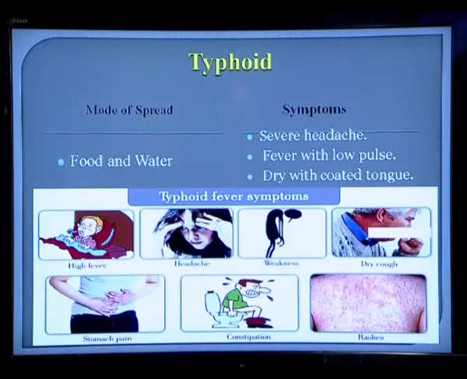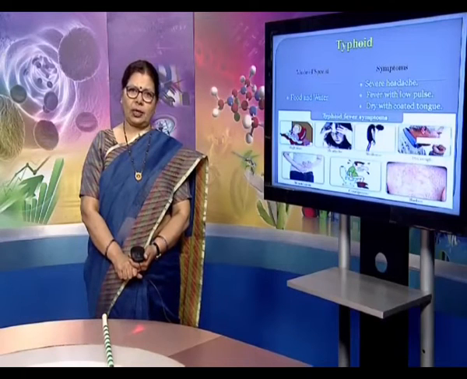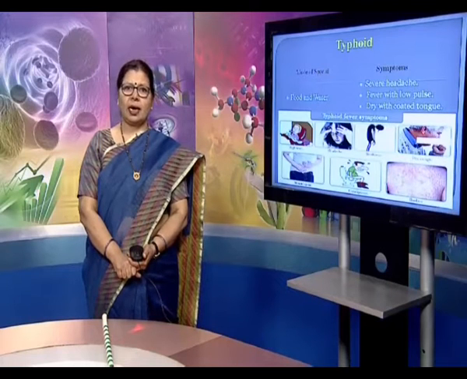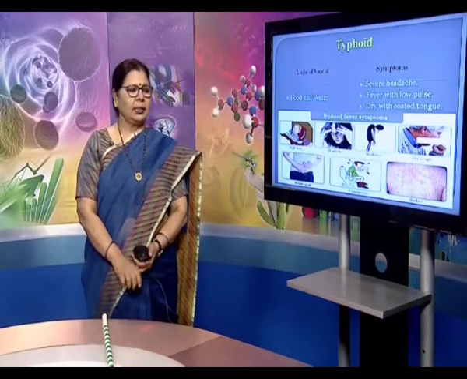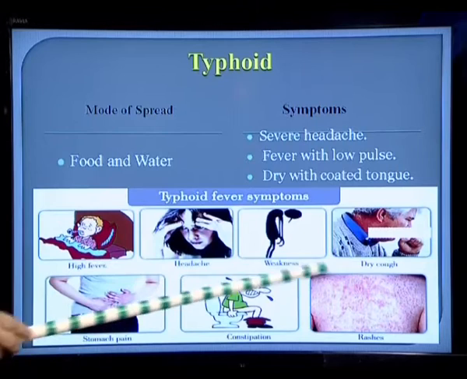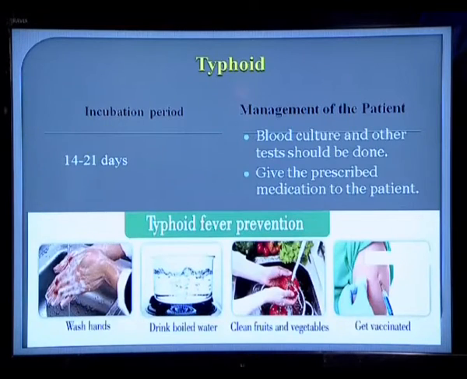Next disease we are talking about is typhoid. Again, the mode of spread is food and water. Symptoms are severe headache, fever with low pulse and dry coated tongue. And these are other symptoms you may have: stomach pain, constipation, high fever, weakness, dry cough and rashes on the body. How will you manage that?